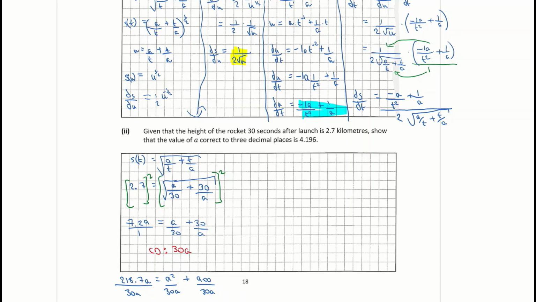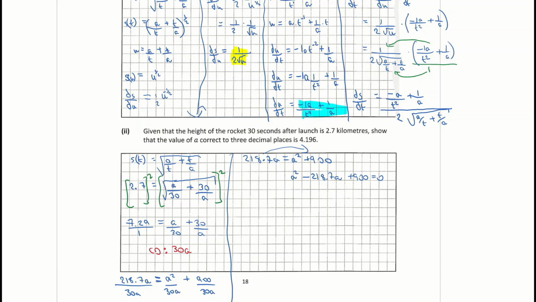I now have my common denominator and I have an equation. These are equal to each other, so I can now just basically drop the denominators. So therefore I have 218.7a is equal to a squared plus 900. Rearranging, moving everything to the right hand side, it's the same as a squared minus 218.7a plus 900 is equal to 0.